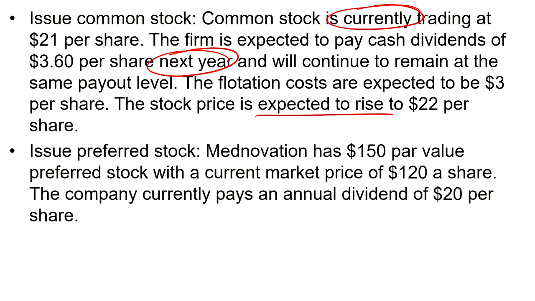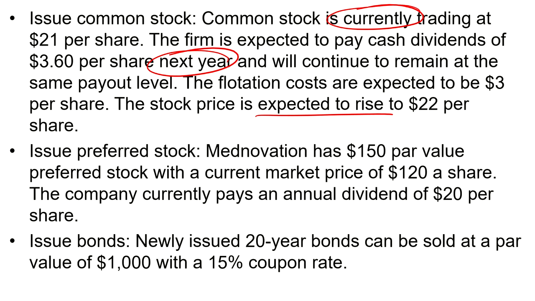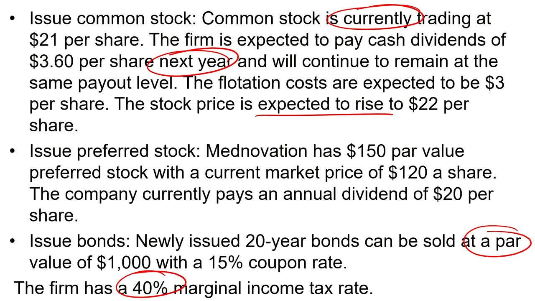Second is to issue preferred stock. Mednovation has $150 par value preferred stock with a current market price of $120 a share. The company currently pays an annual dividend of $20 per share. And third, we could issue bonds. Newly issued 20-year bonds can be sold at a par value of $1,000 with a 15% coupon rate. And the last piece of information, the firm has a 40% marginal income tax rate. Okay, we'll need that, obviously, if we're talking about the bonds, because that interest on the bonds is tax deductible. So that's all of the information.